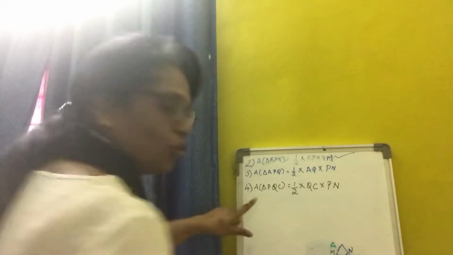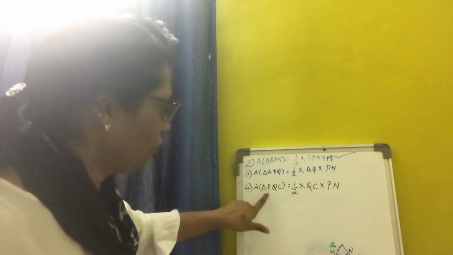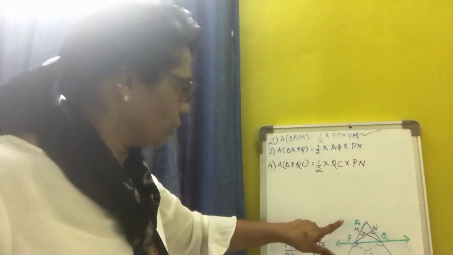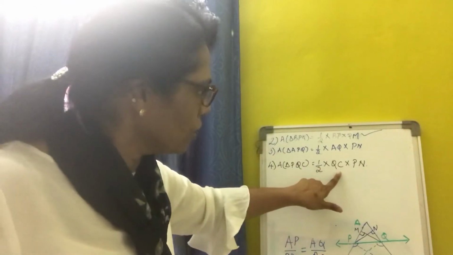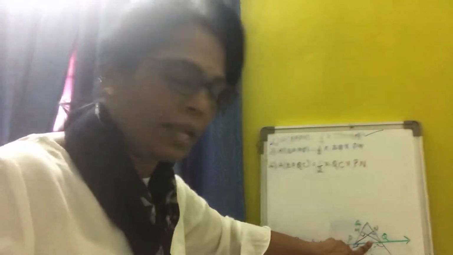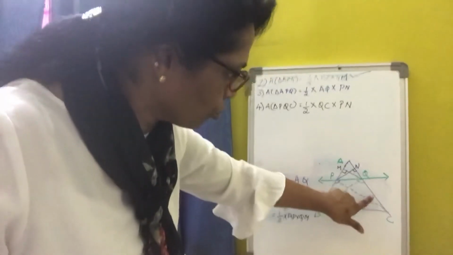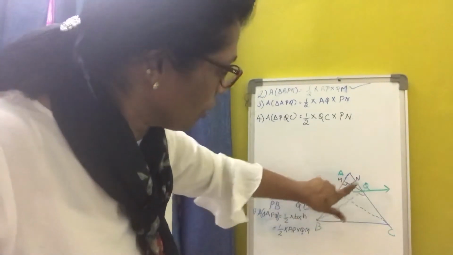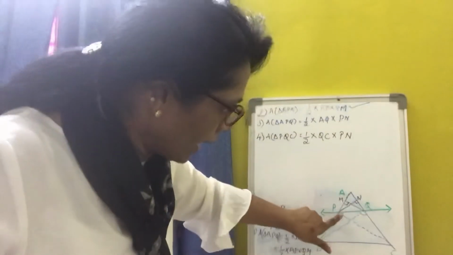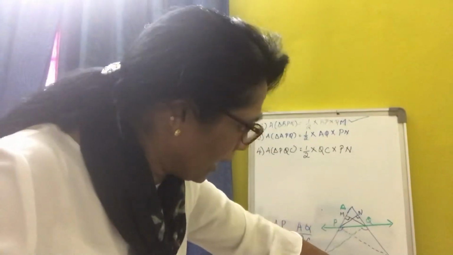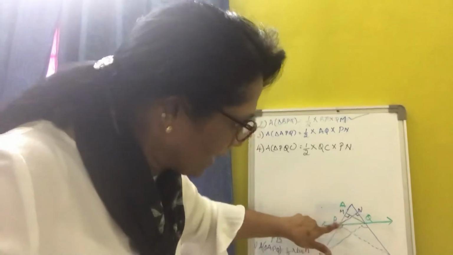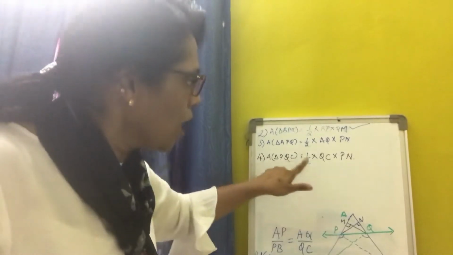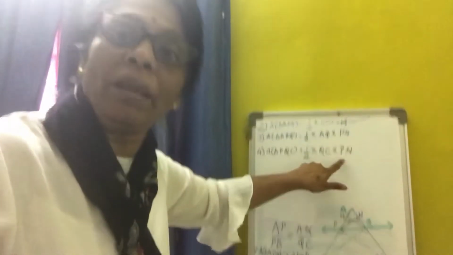Now, equation number 4. What is equation number 4? Area of triangle PQC is equal to half into QC into PL. QC is the base, and it has the height PN. Sorry, having the height of PN. So area of triangle PQC, having the base QC and the height PN, is equal to half into QC into PN.